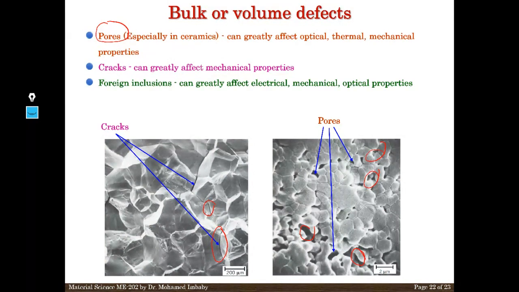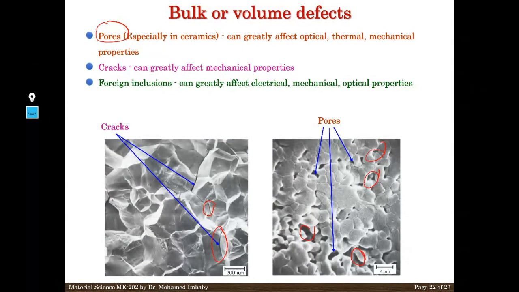And foreign inclusion. Sometimes you see a material where some impurities are added, or sometimes they are found inside the material. It makes volume defects. And this is, by the way, very important for some electrical applications. The coming week, this week number 7, I will talk about this kind of inclusions. Okay? Is that clear?